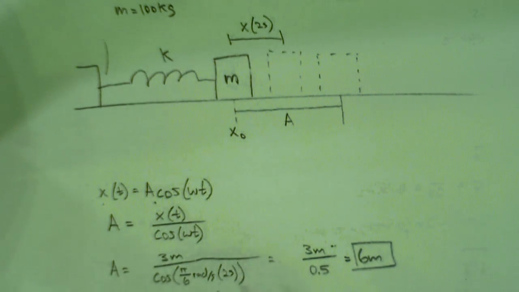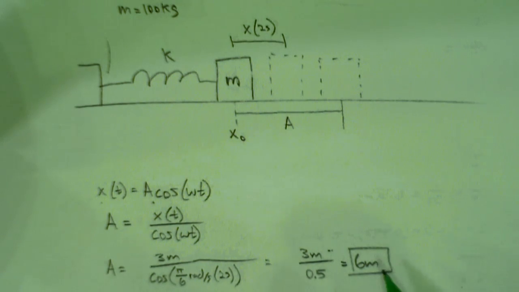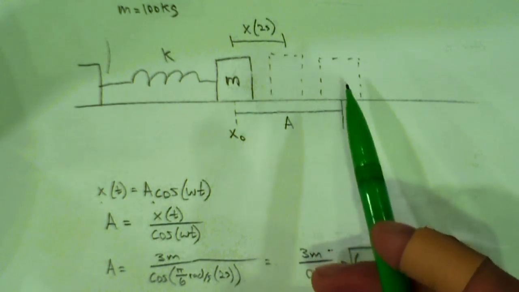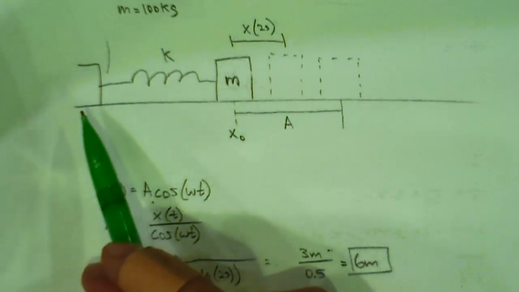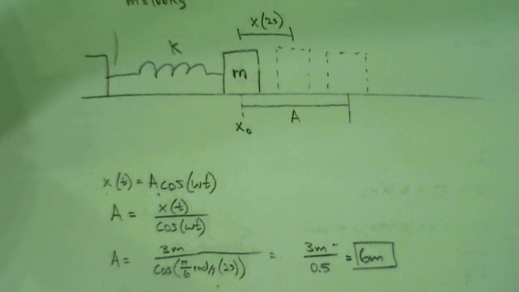Okay? So then when we do this calculation, we have 3 meters over 0.5, because this turns out to be cosine of 60 degrees. So 3 meters over 0.5 gives us 6 meters. So this 6 represents our amplitude of oscillation. This is the max distance from the equilibrium that the mass can reach in both directions. So it'll stretch 6 meters, and then it'll also compress 6 meters. And it'll just keep going back and forth. All right. Are there any questions with this part of the problem?